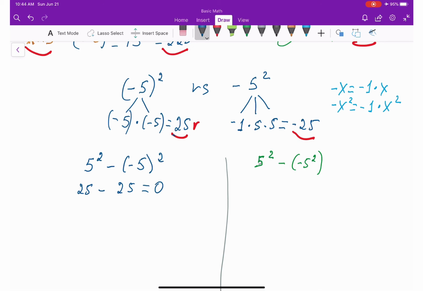Now let's solve here. 5 squared is 25. Now minus, since we have negative 5 to power 2, that is going to be, we already showed it, negative 25, right? So it's going to be minus negative 25. And as a result, we get 25 plus 25, and the answer is going to be 50. Okie dokie.